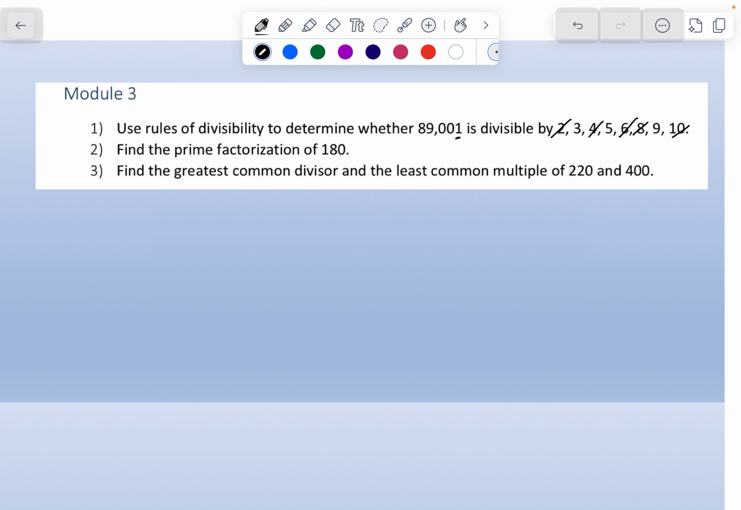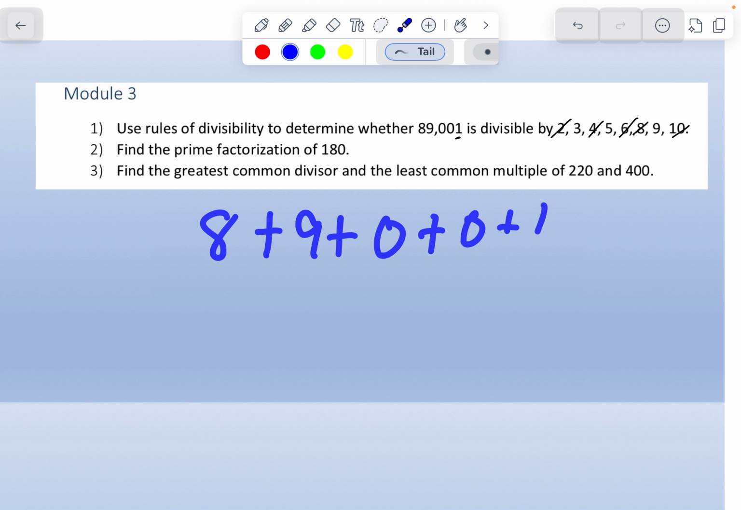Now let's check 3. The rule is kind of interesting. If you do 8 plus 9 plus 0 plus 0 plus 1, if you add up the digits and that number, in this case 18, is divisible by 3, which it is, then the whole number is divisible by 3. If you put into your calculator 89,001 divided by 3, it comes out perfectly. So we know it's divisible by 3.